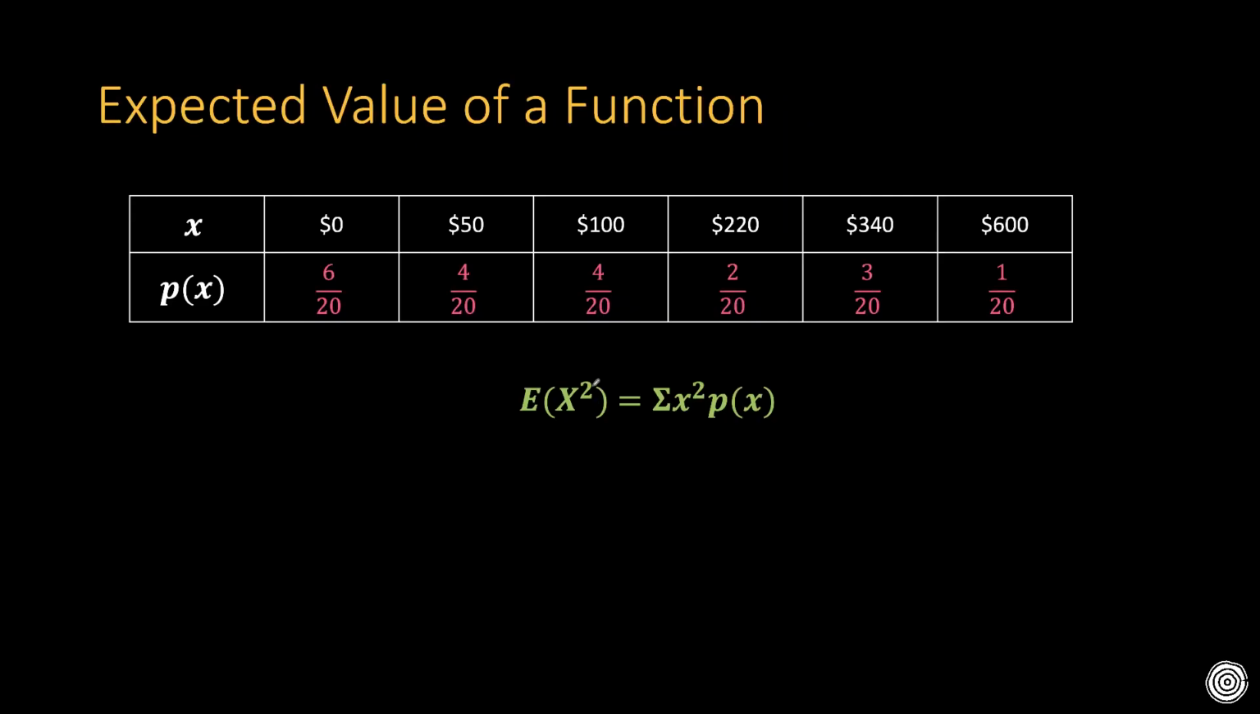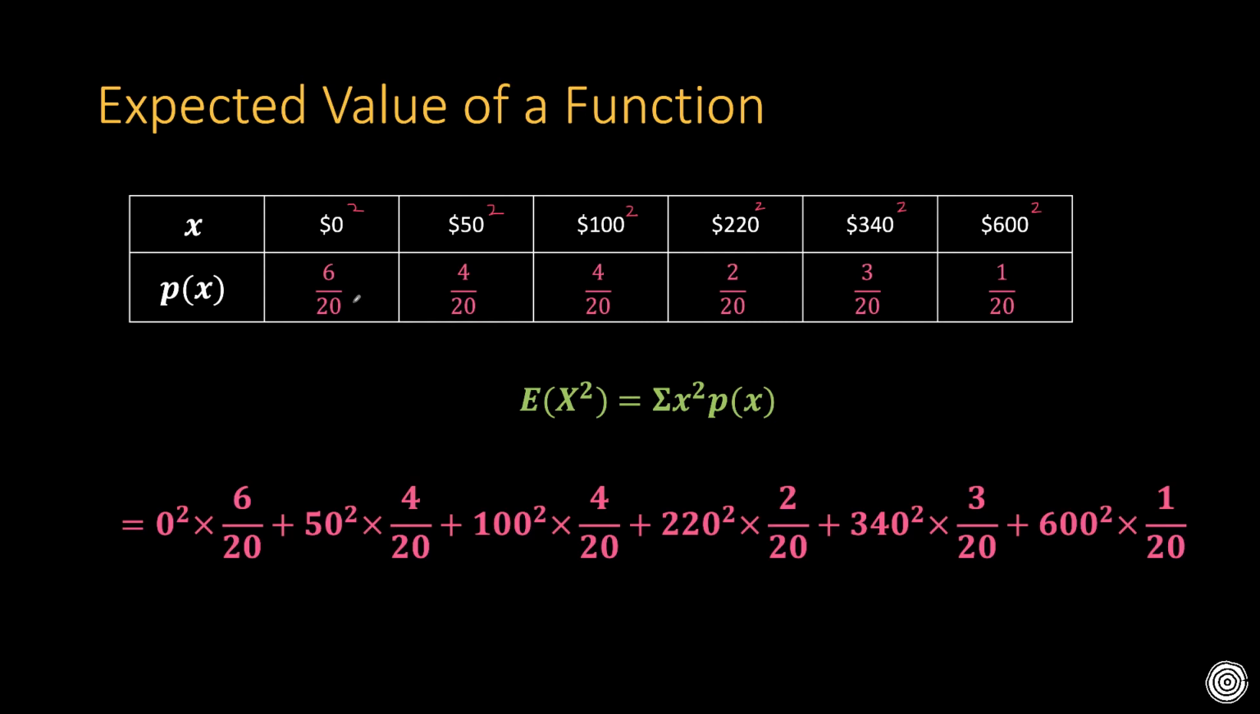So now suppose I want to find the expected mean for x squared. All that means is I just need to find the sum of x squared times the probability. So I'm just going to square each of my values and then I'll multiply it by its probability. So in this case, I'm going to do 0 squared times 6 over 20 plus 50 squared times 4 over 20 plus 100 squared times 4 over 20 and so on. And that leaves me with $42,680. This was just based off that previous example.